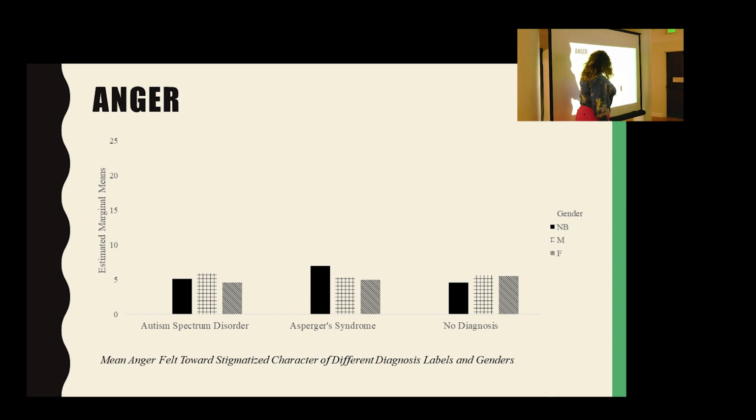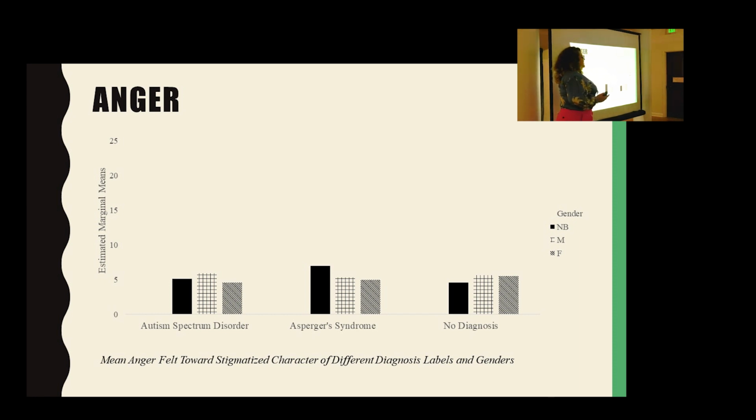So on the x-axis here, you'll see the conditions of diagnostic label, and then the black bar represents the non-binary character, the checkered bar represents the male character, and the stripy bar represents the female character. And on the y-axis, you'll see the range of the scale. So this is the max value that they could have put for stigmatization, and this is the least.